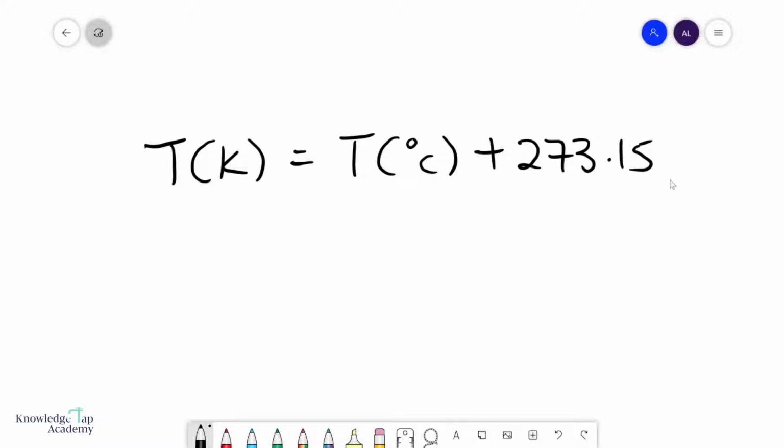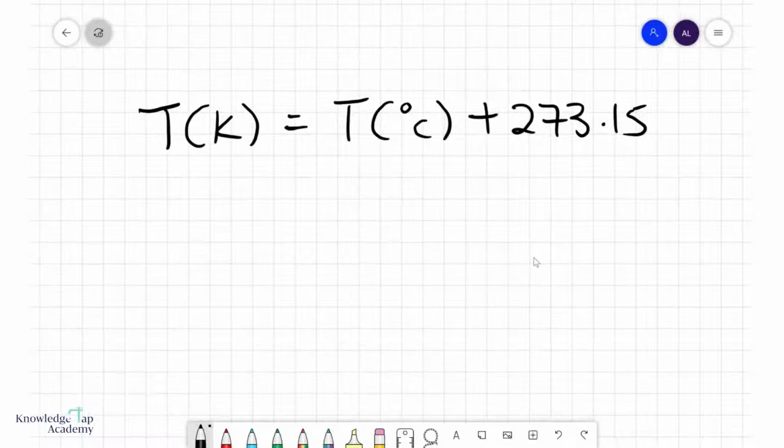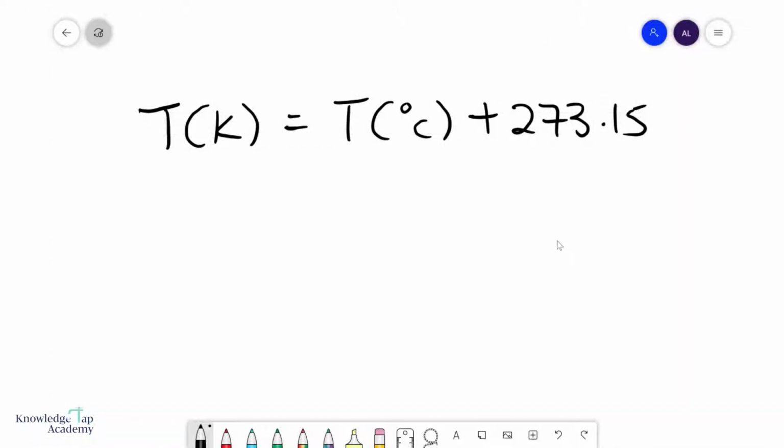So now we're going to talk about how we move from Kelvins to degrees Celsius. And I think this is something we are familiar with. But basically, when we go from degrees Celsius to Kelvins, we always add 273.15. And of course, when we go the other way, we minus 273.15.